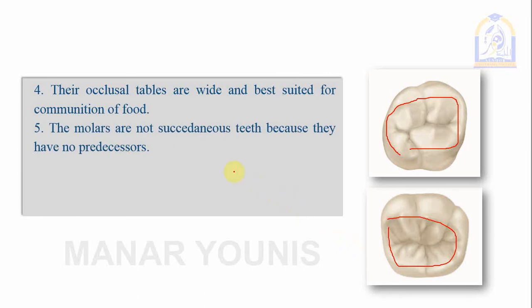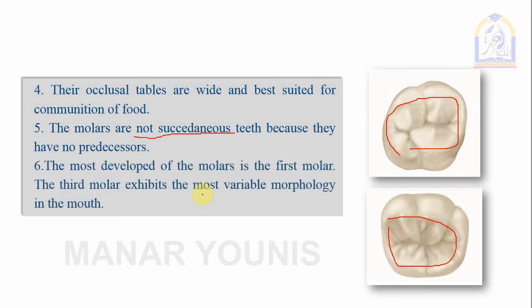Also, molars are considered non-succedaneous teeth in that they do not replace the primary teeth. They erupt just distal to the primary second molars in the maxilla and mandible, while all other classes of permanent teeth are usually considered succedaneous because they replace their primary predecessors. The most developed of the 3 types of molars is the first molar. However, the third molar exhibits the most variable morphology in the mouth.